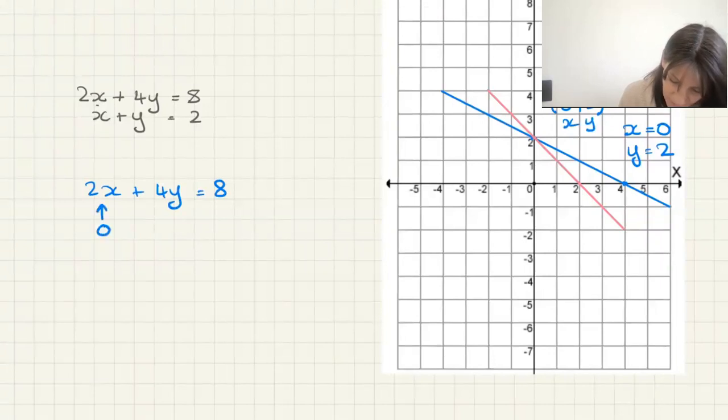So that's not there anymore. I've got 4y equals 8. So 4 times 2 equals 8. So when x is 0, y is 2.